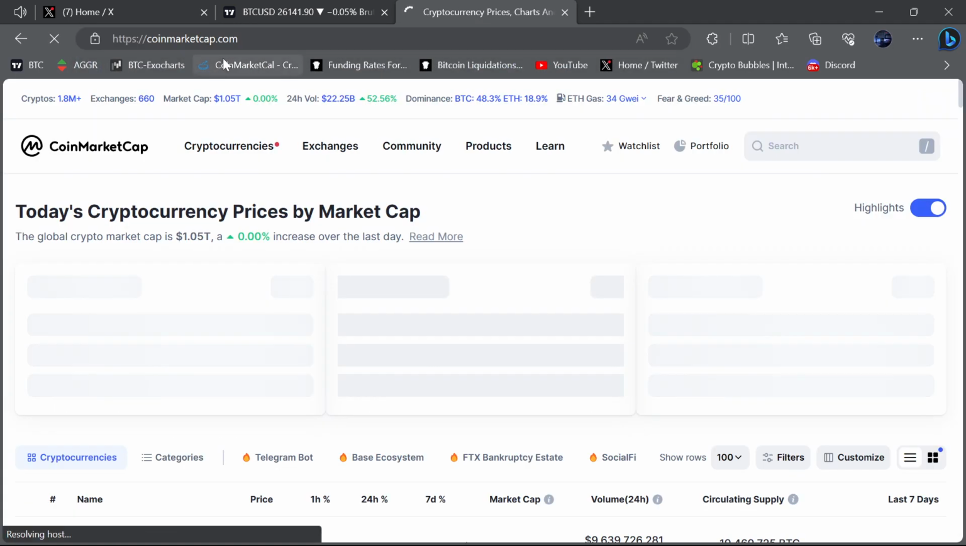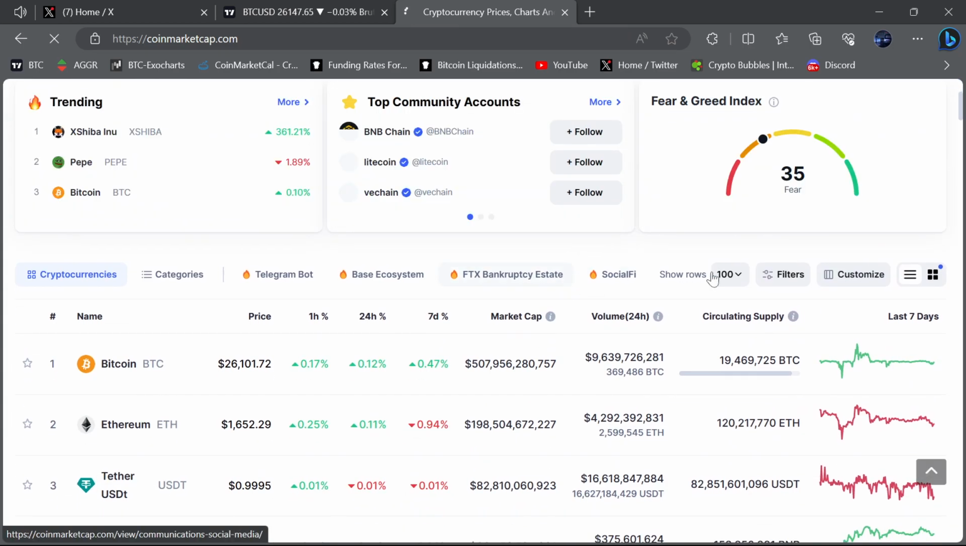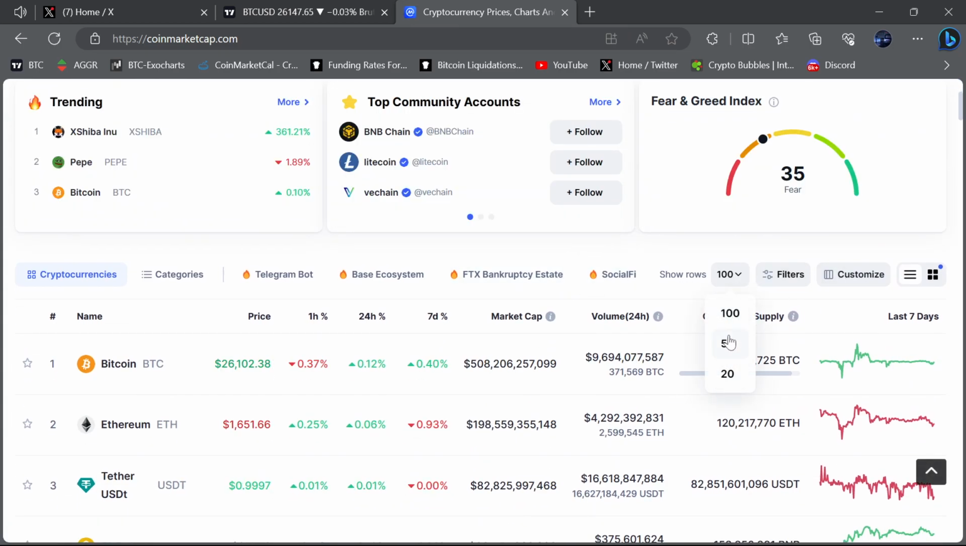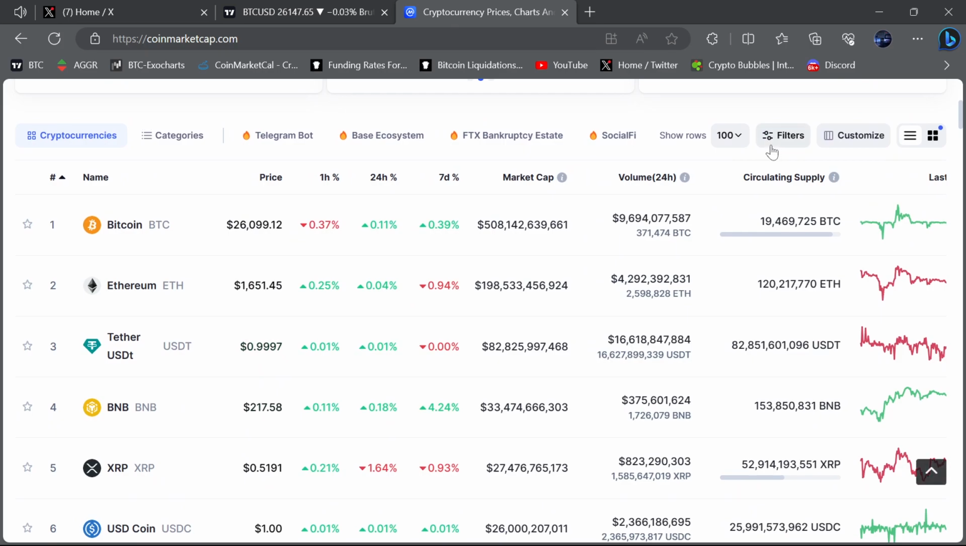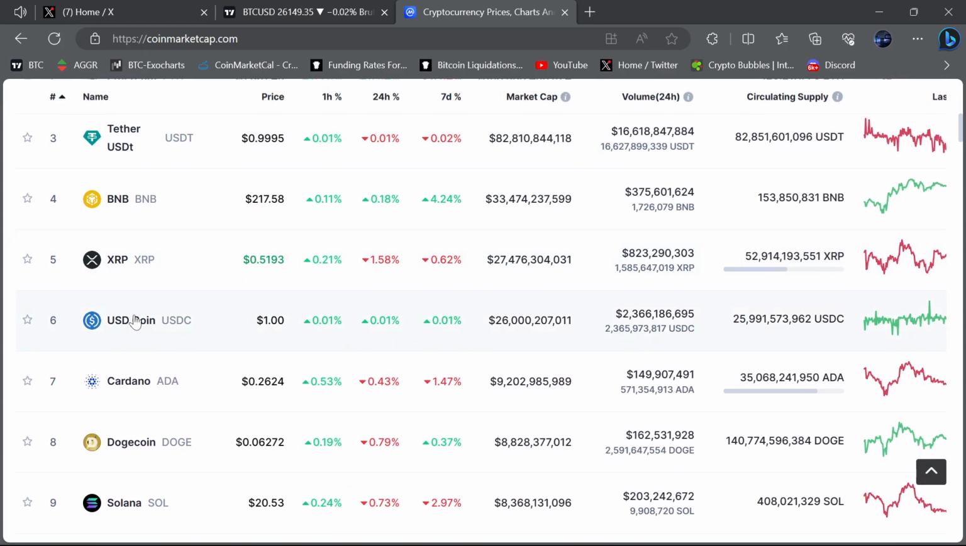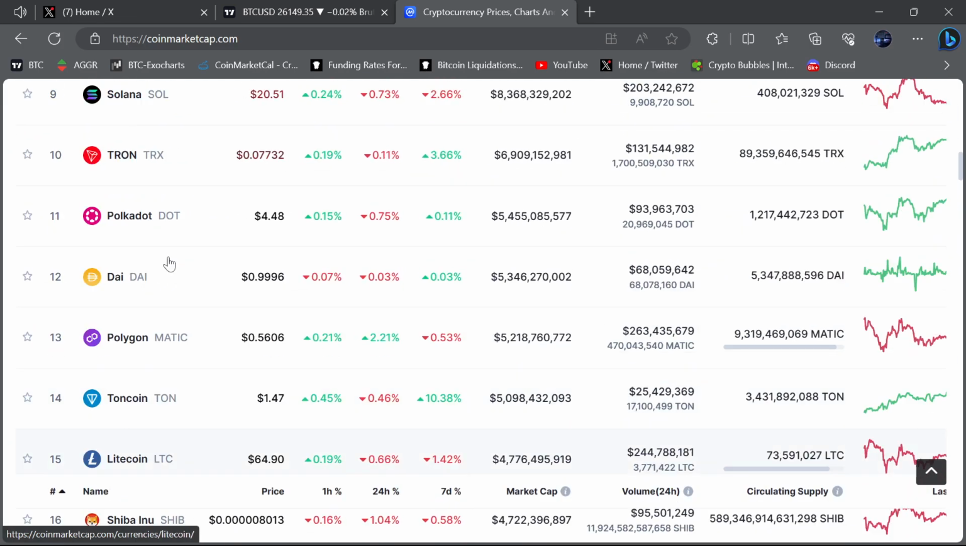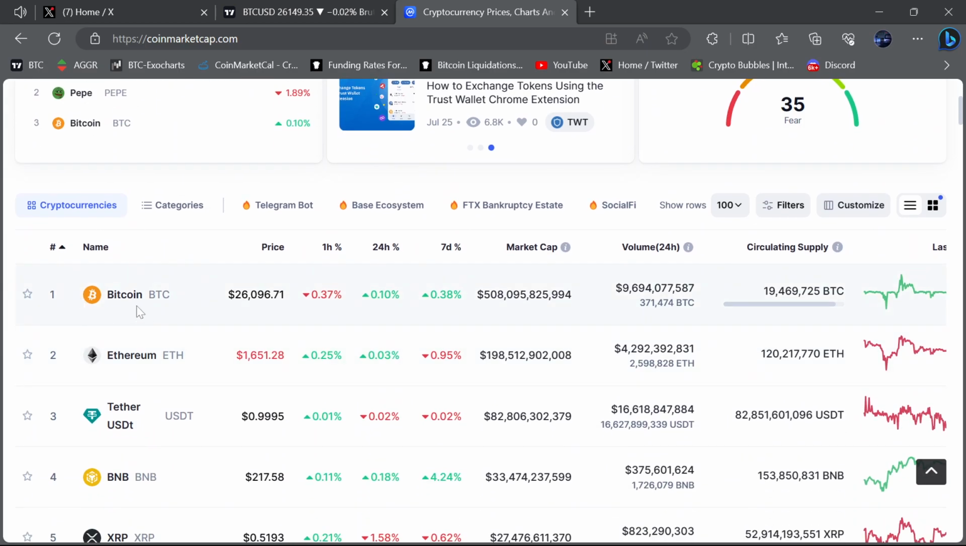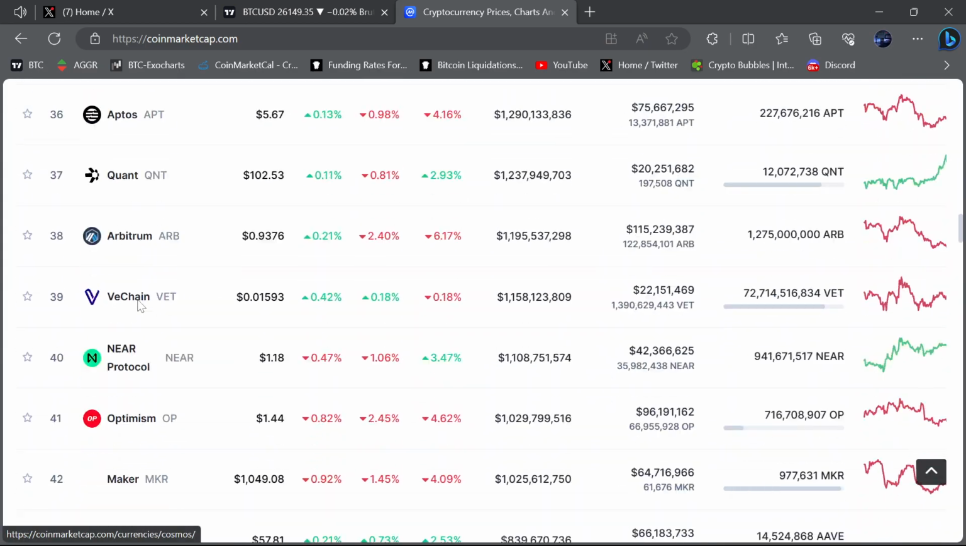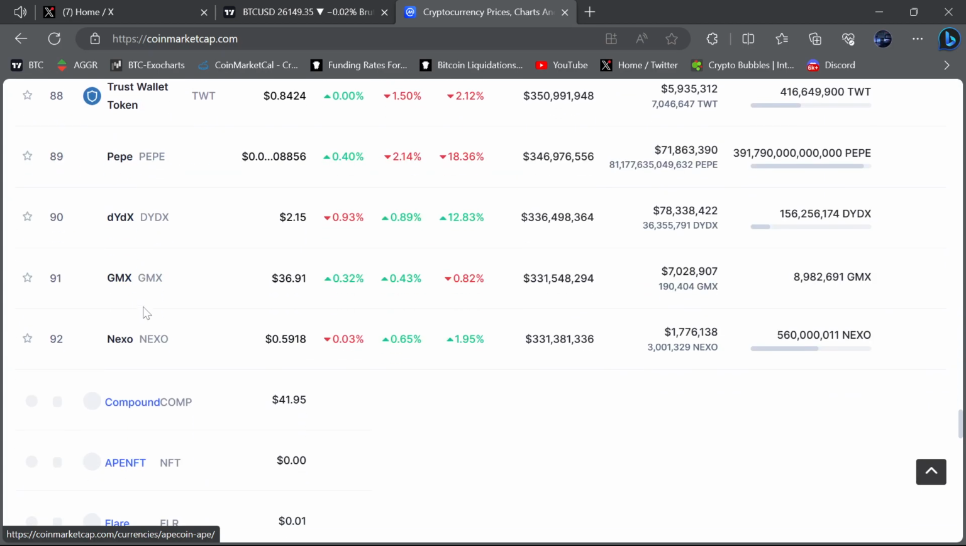Yeah, go to coinmarketcap.com, look at the top 100, just give me 1 minute. Yeah, these are your top 100 market cap coins. Let's start from here and end up over here.